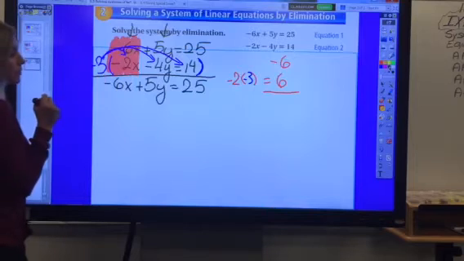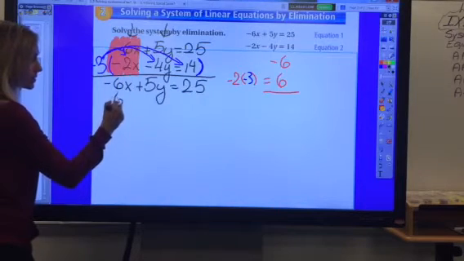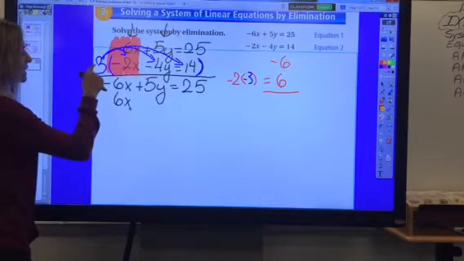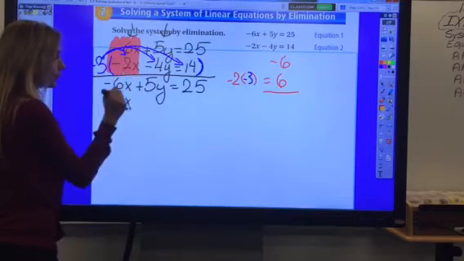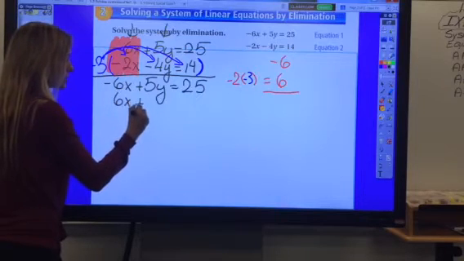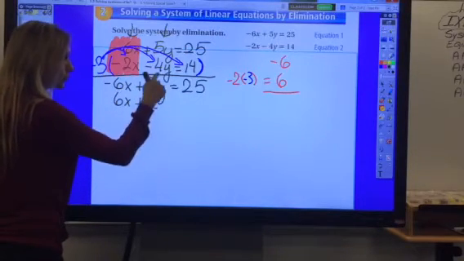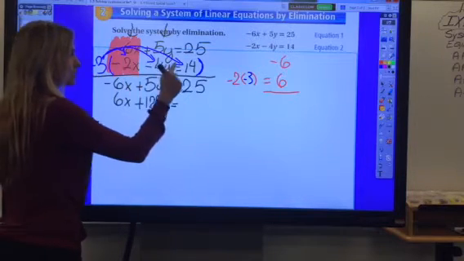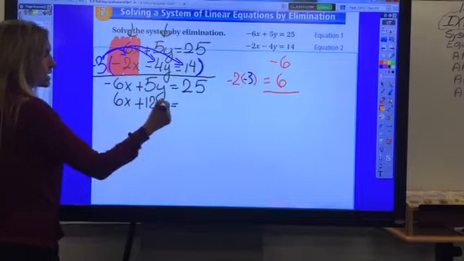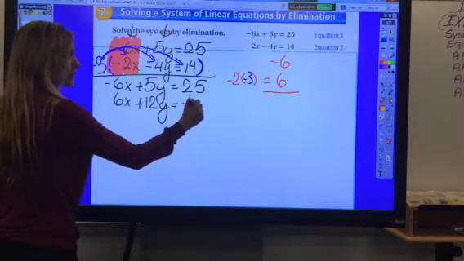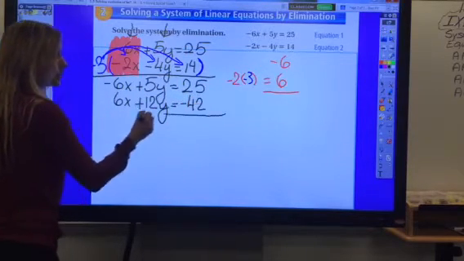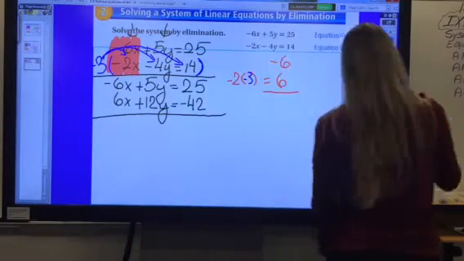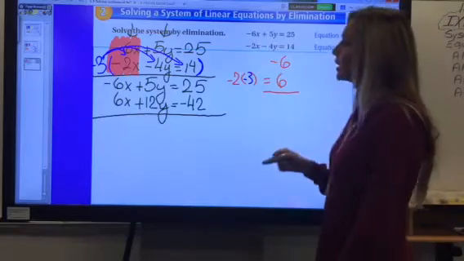Negative 3 times negative 2x is positive at this point 6x. You see, they will cancel, right? Negative 3 times negative 4 is positive 12. Don't forget the y, right? Because it's y. Negative 3 times positive 14 is negative, I believe it's negative 42. Correct me if I'm wrong. All right, let's check this out. Let's combine our like terms.